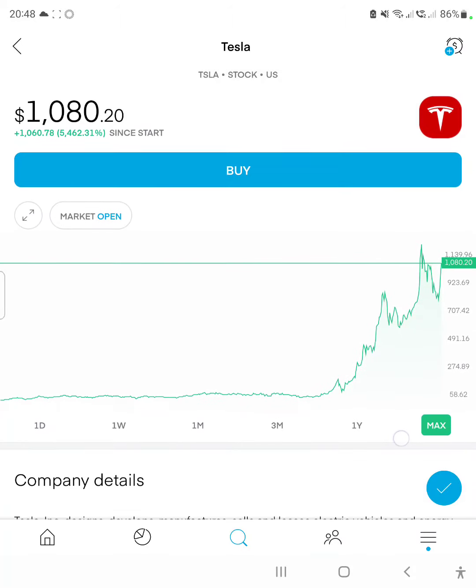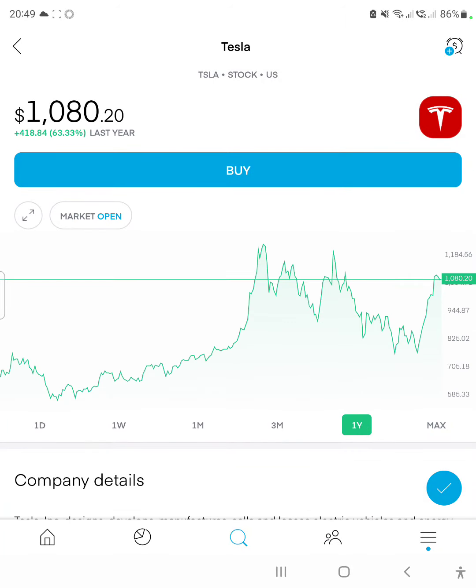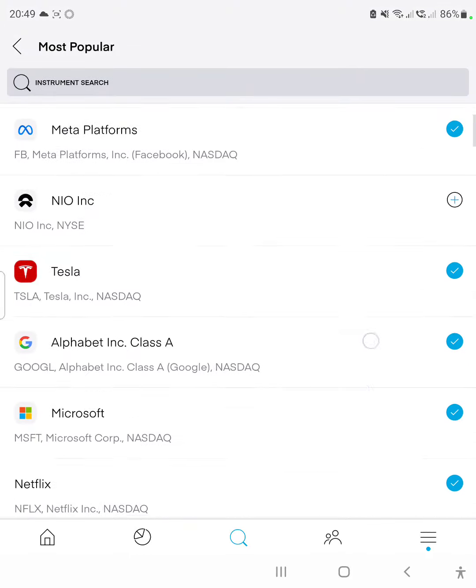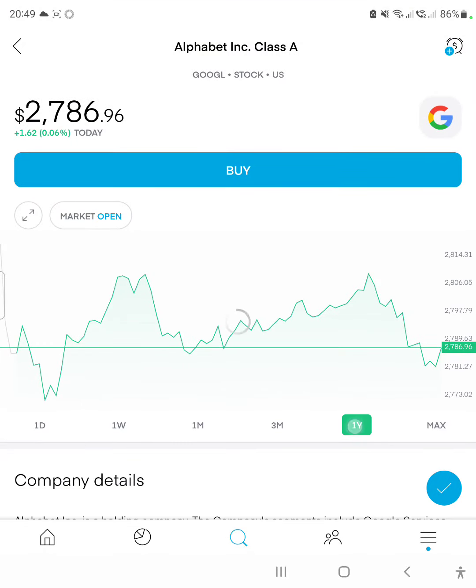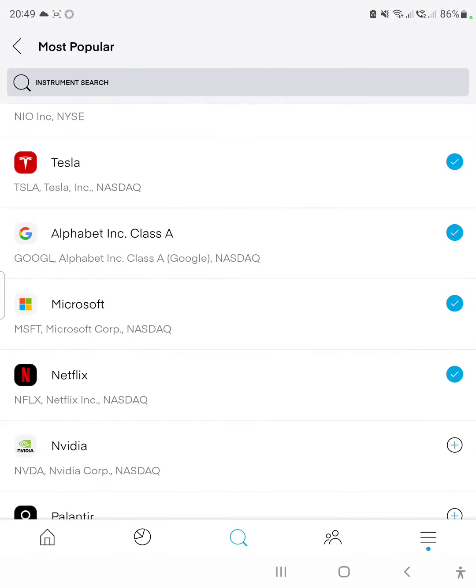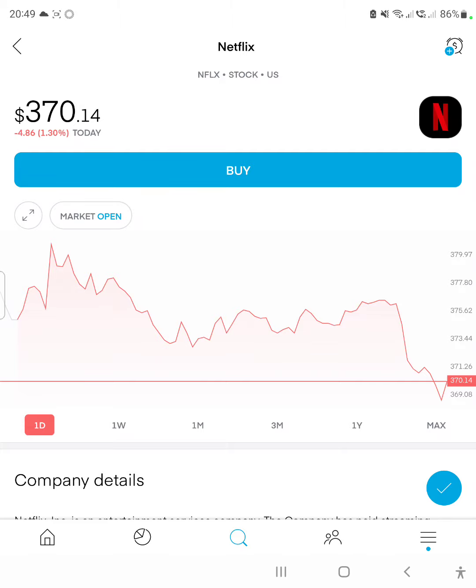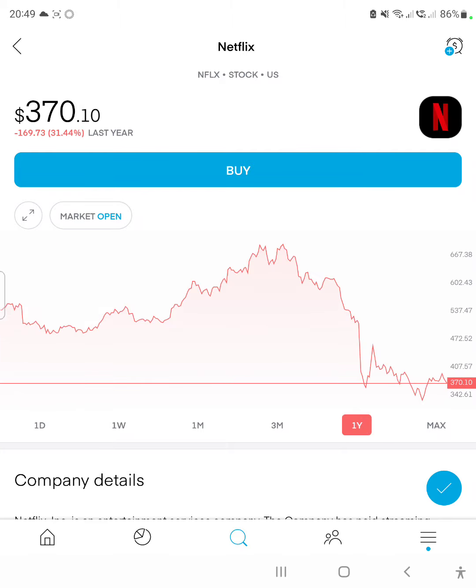Sorry, I forgot the most important thing. We need to check the yearly performance. So Tesla's increased its value by 63%. So technically, we shouldn't even be looking at this company. Let's look for another one. Alphabet, it's gained 30%. Netflix. Oh, I recently invested in Netflix, so that one's gonna be good. That's decreased by 31%. Even better than Meta Platforms.